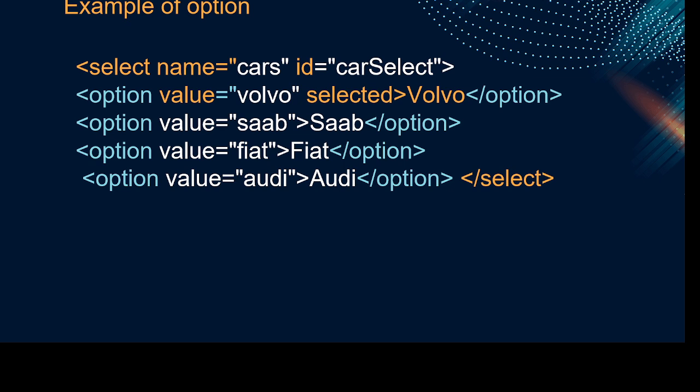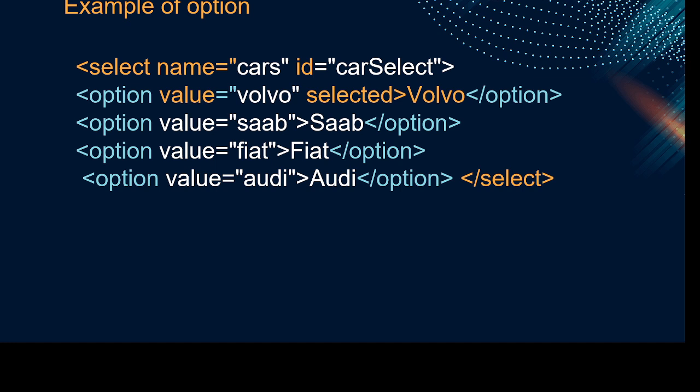So this is a whole example of select. The select name is equal to car, and the ID is equal to car-select. There is a whole bunch of options here to define, such as volvo, saab, fiat, and audi. As you can see, the volvo is a value that goes to the server to understand what I'm doing here. The select is as a default, and volvo is selected as the default option.